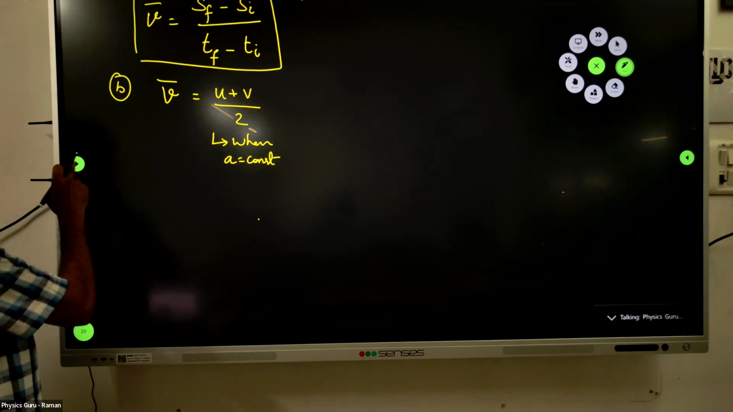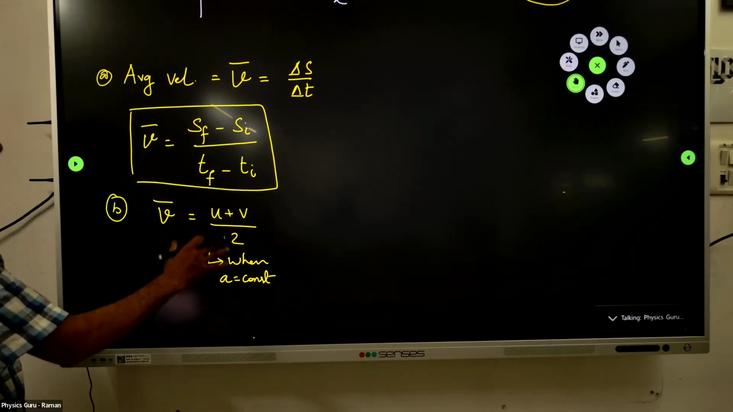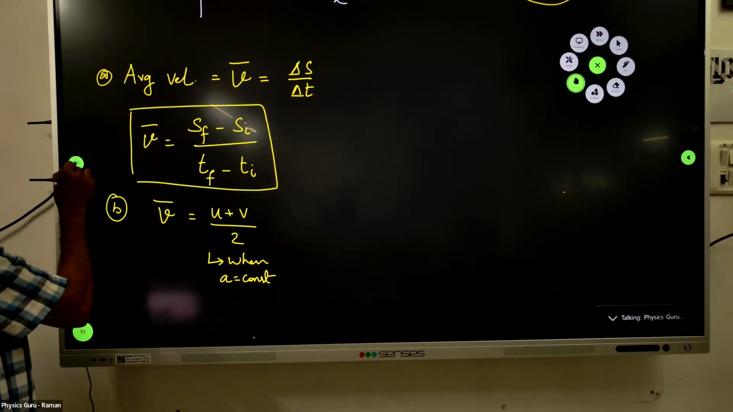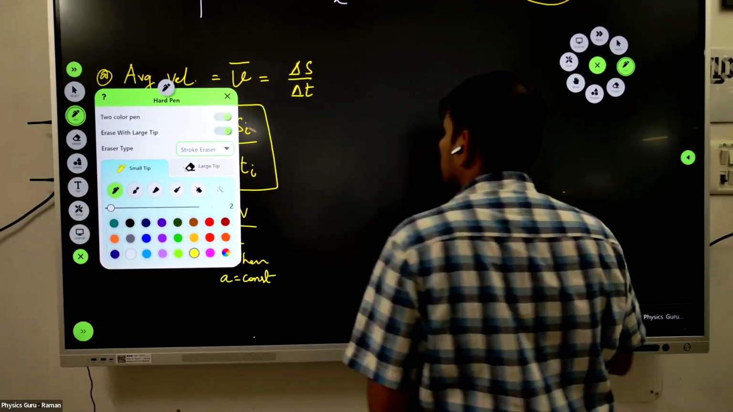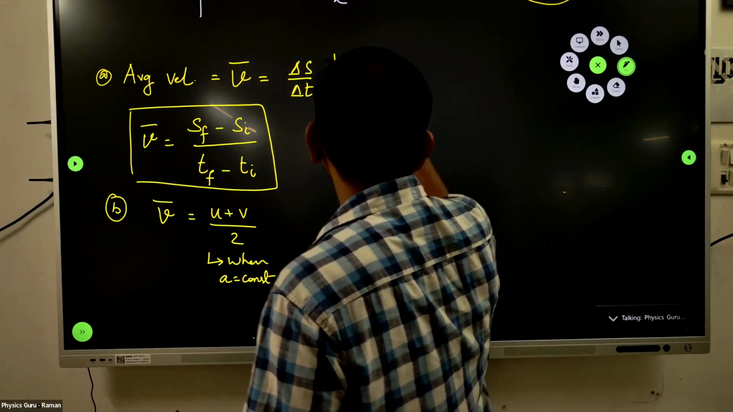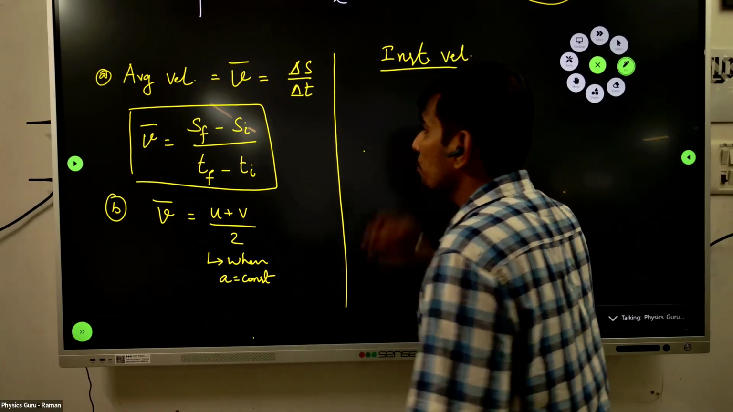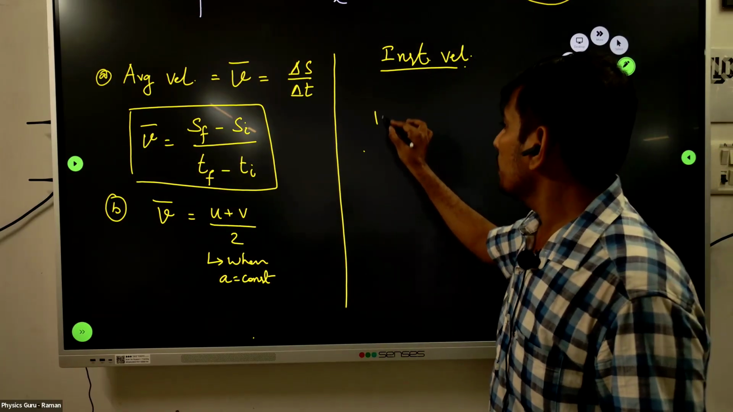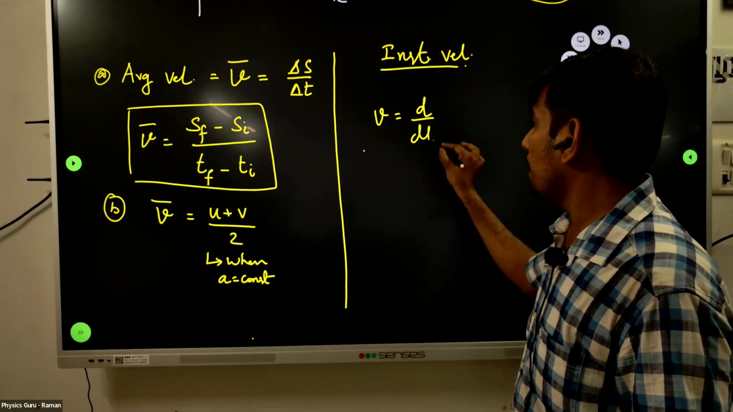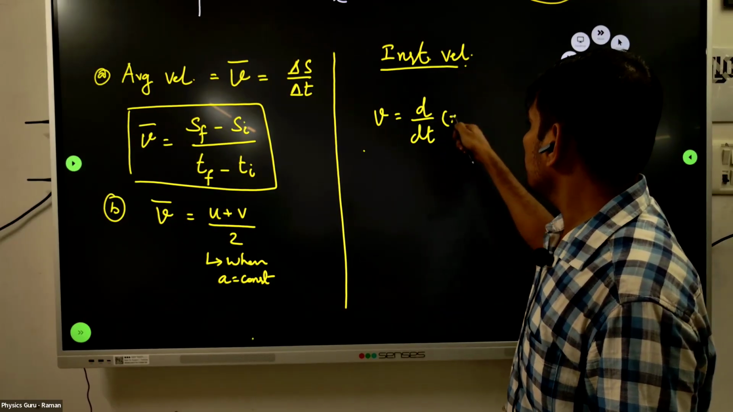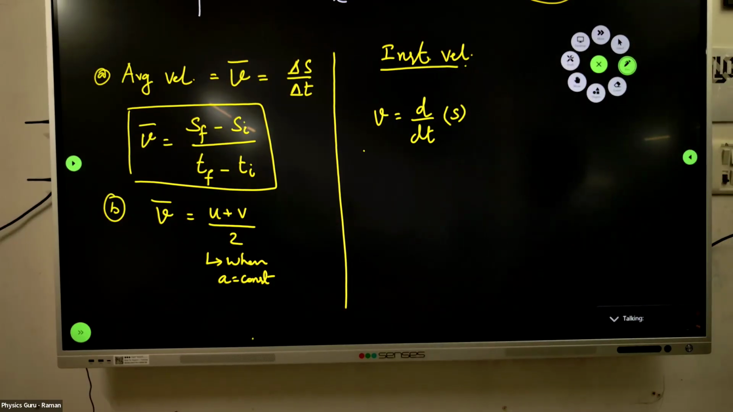The two equations you saw now, what information do they give you? They give you the average velocity. Suppose you have to find the instantaneous velocity, how would you find it? So the instantaneous velocity v is given by d by dt of s. d by dt of s. Got it?